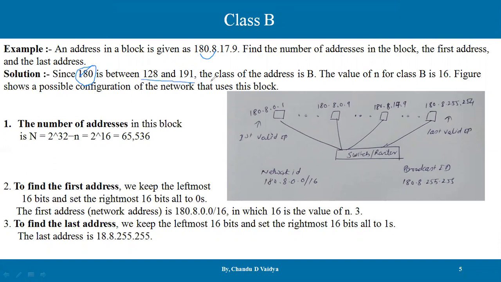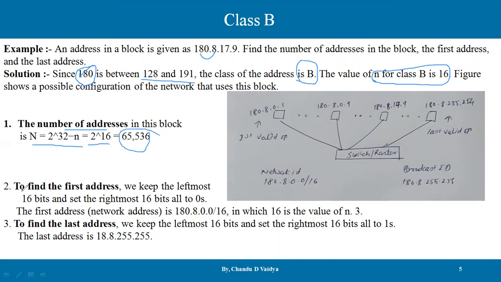It means we can blindly say that this belongs to class B, and if this address belongs to class B, then the value of n will be 16. So we need to put this value of n into the formula to calculate the number of addresses. Here the number of addresses is 2 to the power 32 minus n. So 32 minus 16 gives 2 to the power 16, and the value is 65,536.